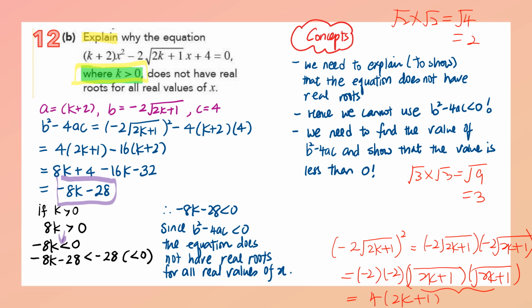So to summarize what we have done here: number one, if you're asked to explain or show something, you cannot use b squared minus 4ac less than 0, more than 0, or equal to 0 straight away. You just go and find the value of b squared minus 4ac and then finally show that it's either equal to 0, less than 0, or more than 0, according to what the question asks for. And in this question also, we can only make use of definite information, and the definite information is this part here where you're told k is more than 0.